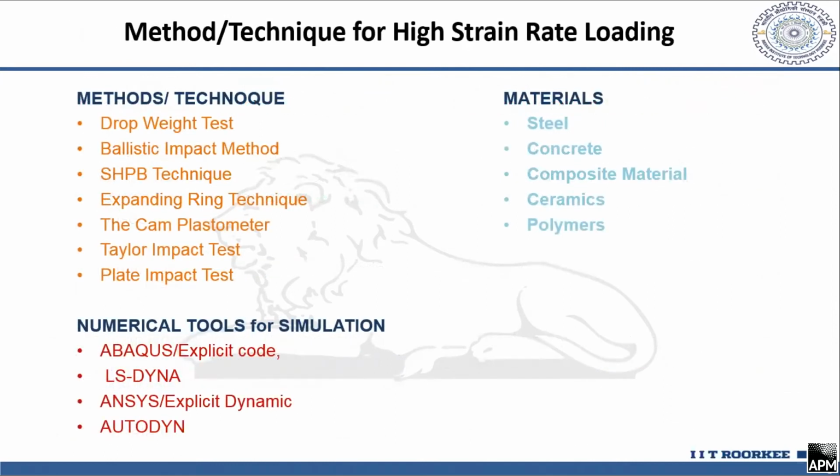Now there are many methods and techniques that have been developed previously for high strain rate loading. Out of them, these are some I have listed: the drop weight, ballistic impact, SHPB, Taylor impact test, and plate impact test. The materials on which these methods are mostly used are steel, concrete, composite material, ceramic, or polymer. There are also alternative methods used to find the response of the material under high strain rate loading, using numerical tools for simulation. These may be Abaqus, LS-DYNA, ANSYS, or Autodyn.